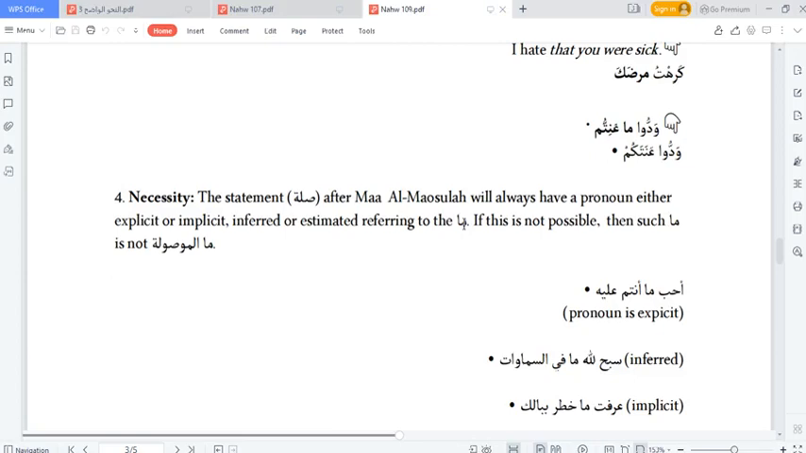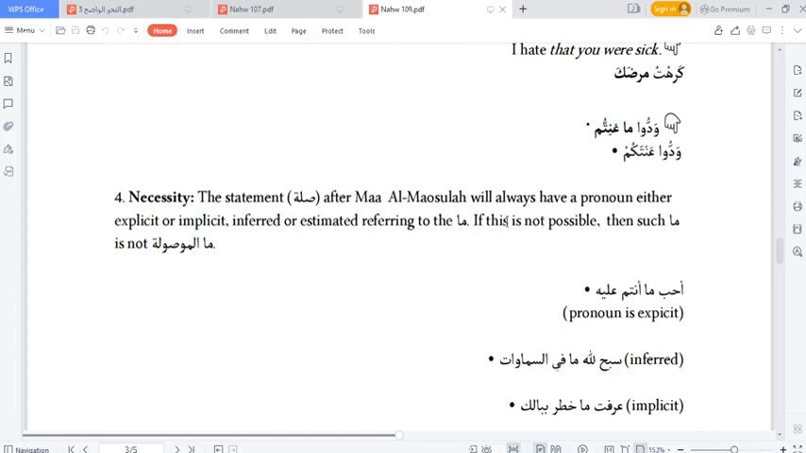It is very necessary that whatever is coming after the ma mausula, the statement that is coming after it, meaning the sila, must contain a pronoun that is either explicit, meaning you can definitely see it, or implicit, it's not very clear but you know definitely this is what it's talking about, or inferred, meaning you can infer from the statement, which is taqdir. Okay, we will see now.